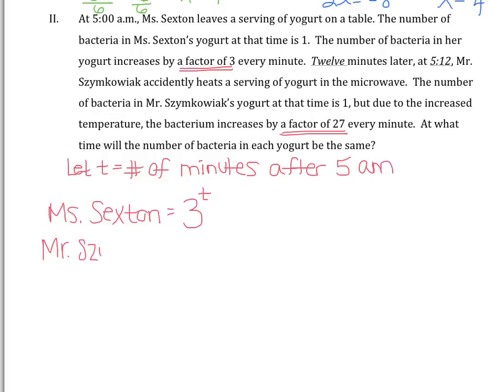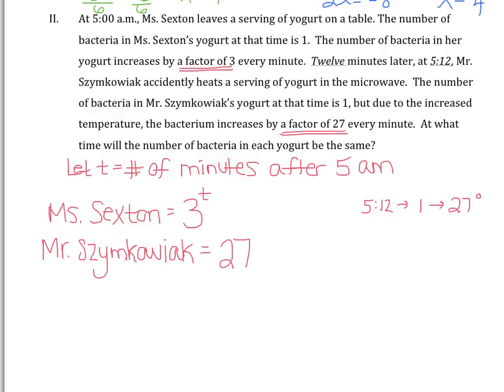Mr. Simkoviak, on the other hand, his bacteria increases by a factor of 27 every minute. So we know that our base is going to be 27. But his doesn't start until 12 minutes later. So we know at 5:12, he's got to have 1 bacteria, which means this is going to have to be 27 to the 0th power.